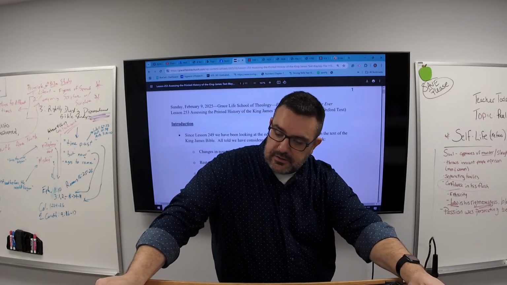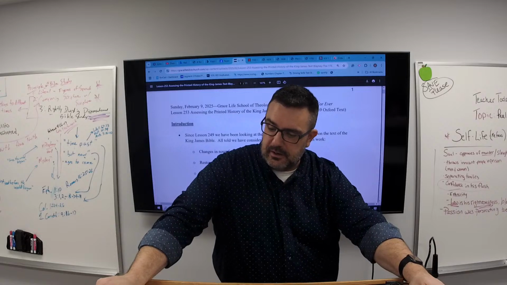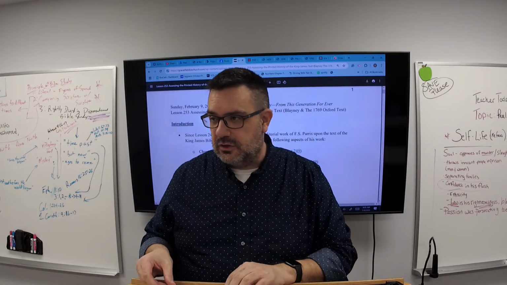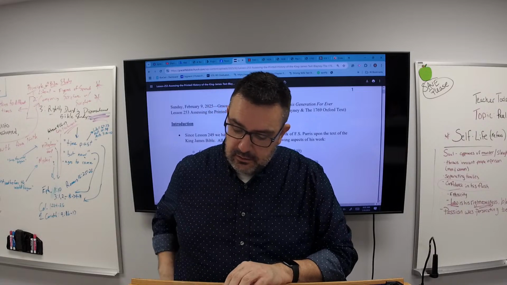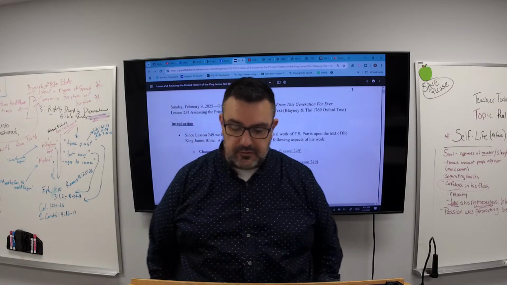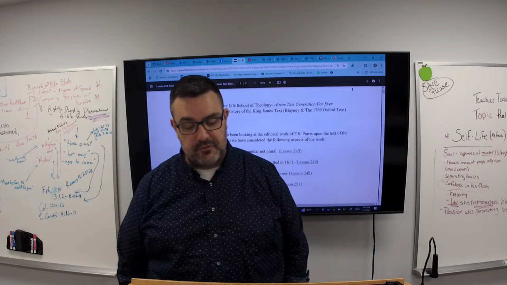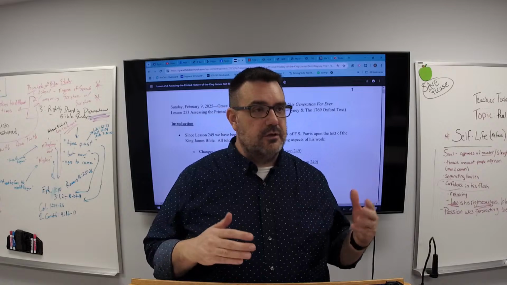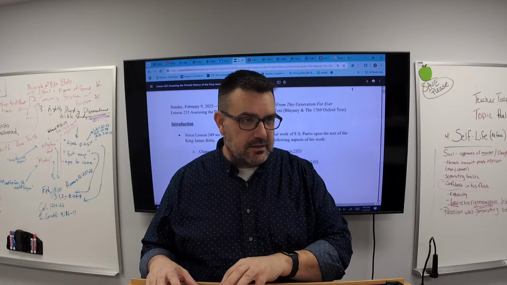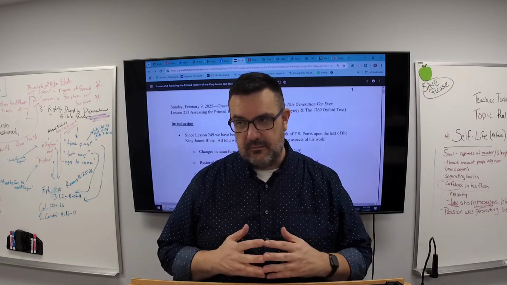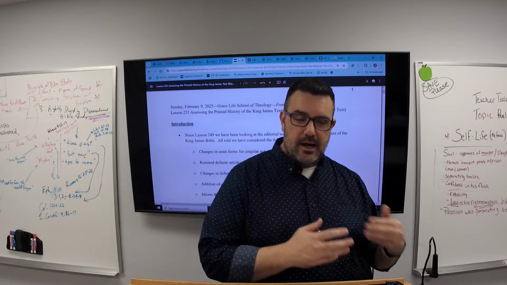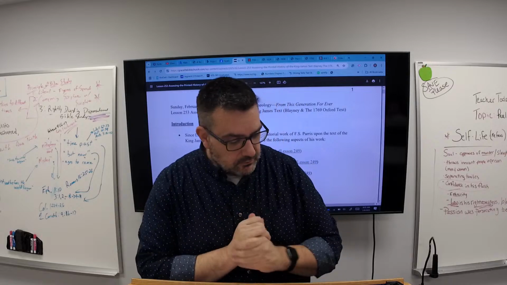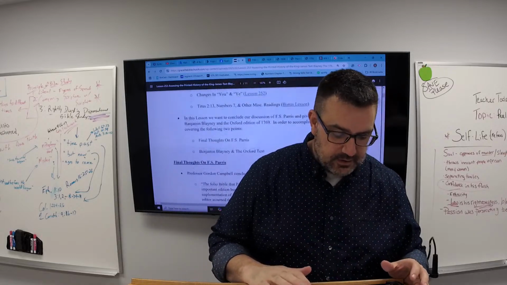So in this lesson, we want to conclude our discussion of F.S. Paris and pivot towards a discussion of Benjamin Blayney and the Oxford edition of 1769. In order to accomplish this task, we will be covering two points. First, I'm going to offer some final thoughts on F.S. Paris, and then second, we're going to begin discussing Benjamin Blayney and the Oxford text: some of the history of how that came to be and what Oxford was attempting to accomplish, and some of those kinds of things. So let's get into the first point, which is final thoughts on F.S. Paris.